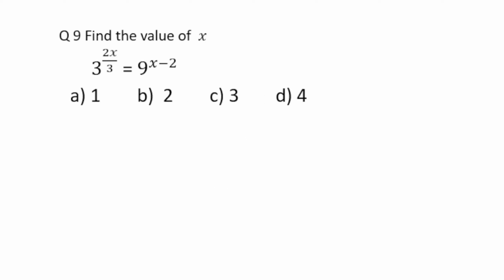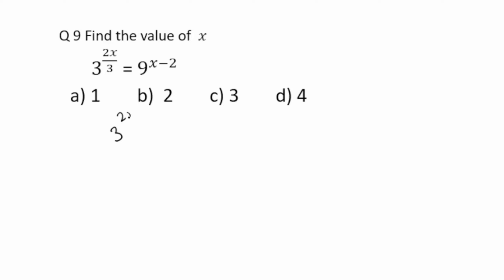Now move to question number 9. We have to find the value of x. 3 to the power 2x over 3 equals 9 to the power x minus 2. We have base 3 on the left side and base 9 on the right side. In such types of questions, always try to make the same base. We can make the same base by writing 9 as 3 squared.